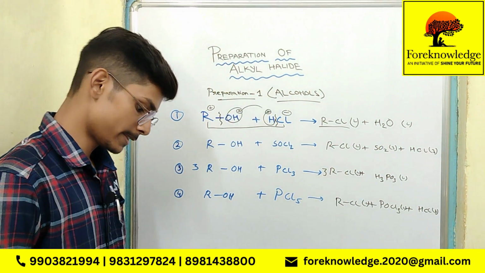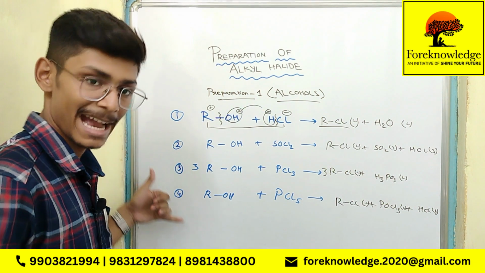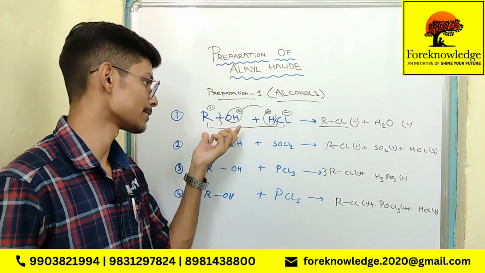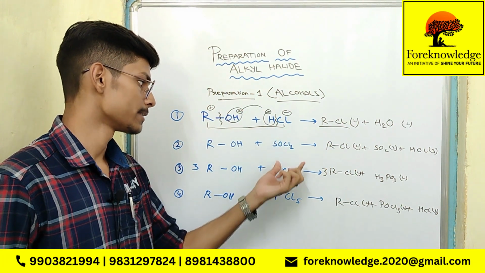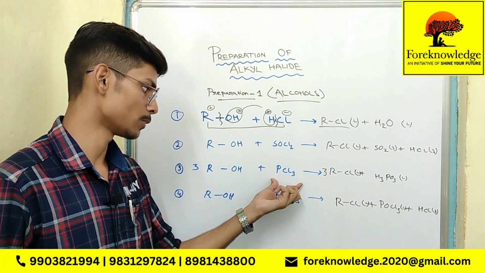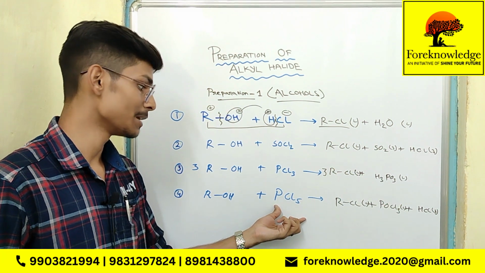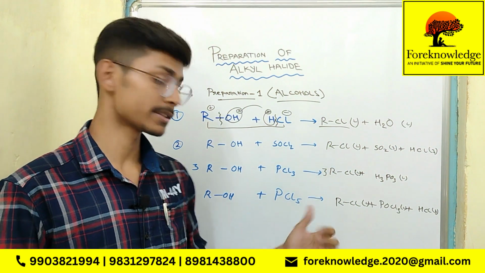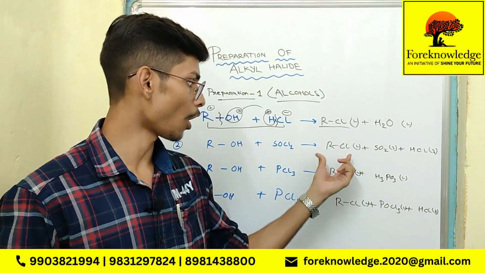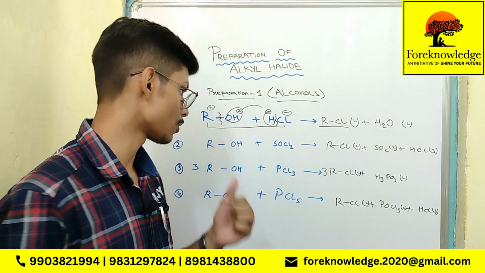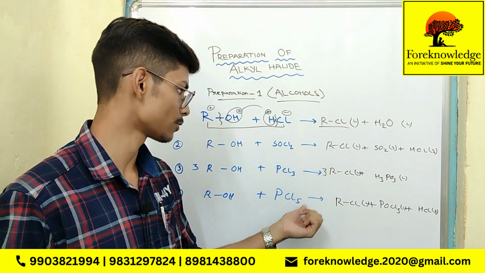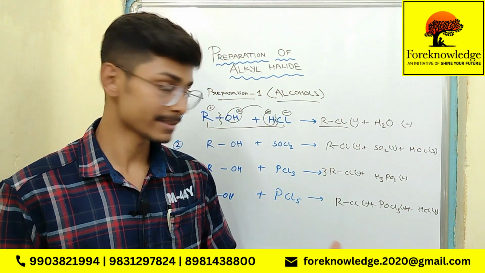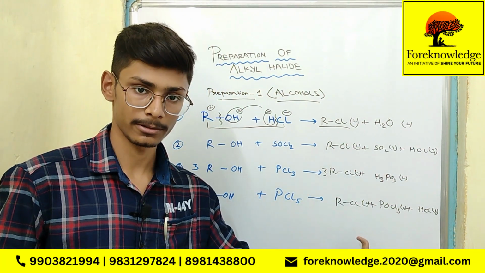Okay. So basically there are four types of reactions from which you will get alkyl halide from alcohol. First one is reacting with HCl, second one is SOCl2, third one is PCl3, and fourth one is PCl5. Now the question is, which reaction is the best reaction for obtaining alkyl halide from alcohol? Like which agent is best? Now just for that answer you have to focus on this part.